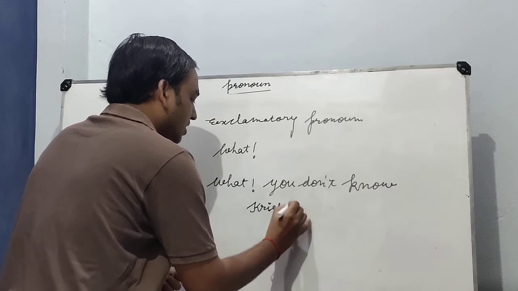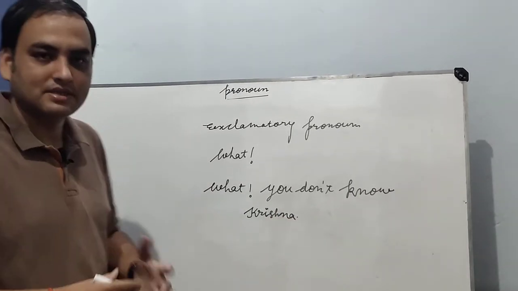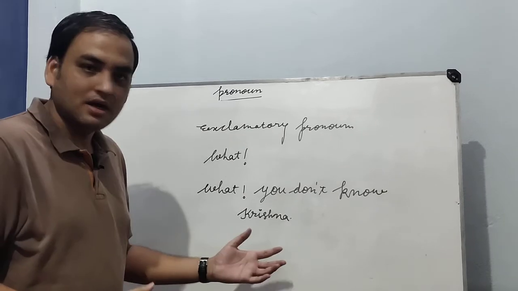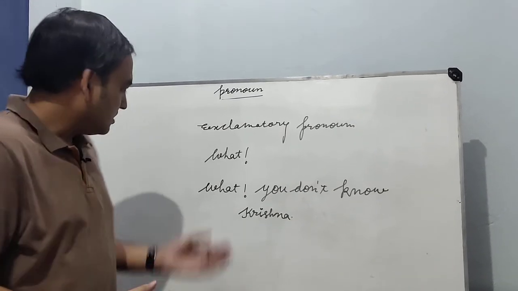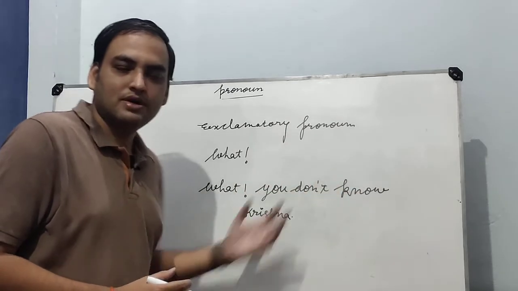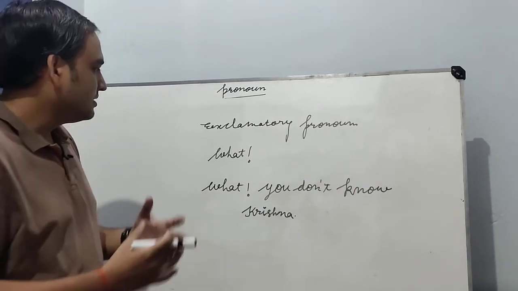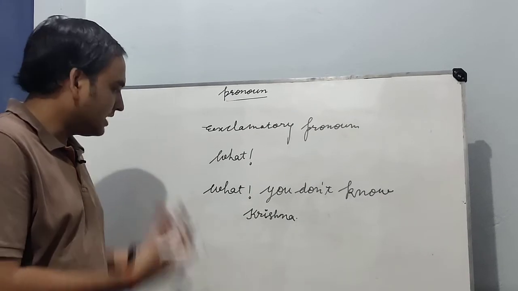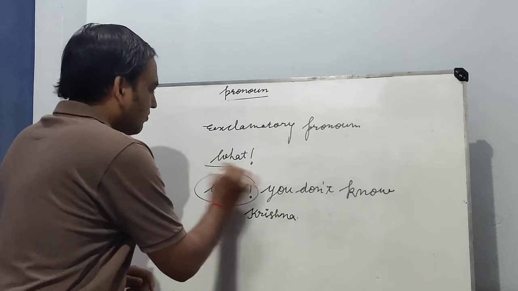We are shocked, okay, in this sentence by hearing that someone does not know about Krishna. So we are showing our surprise. What? You don't know Krishna. You don't know Krishna. Okay, so this shows the surprise in our sentence. Then we use an exclamation mark with what.